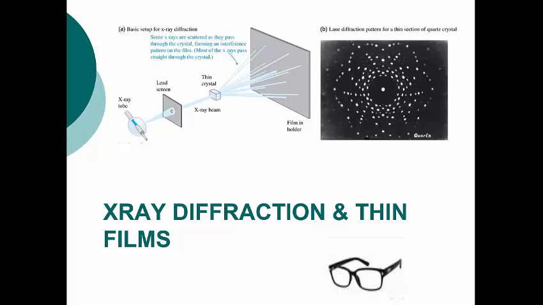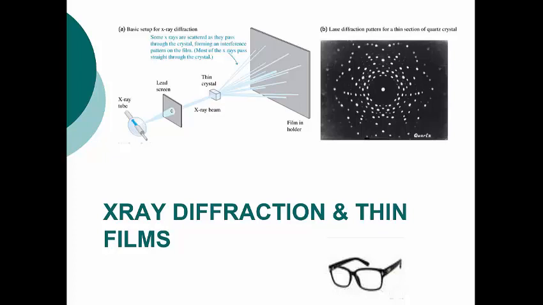We can use these same ideas to use X-ray diffraction. X-ray diffraction is a way to look at crystal structure, and it allows us to determine the spacing between the different crystal lattices, right? And we can use the same idea for thin films, like the thin film you might have on your eyeglasses. That's an anti-reflective coating. Both of these ideas build on Young's experiment, right?